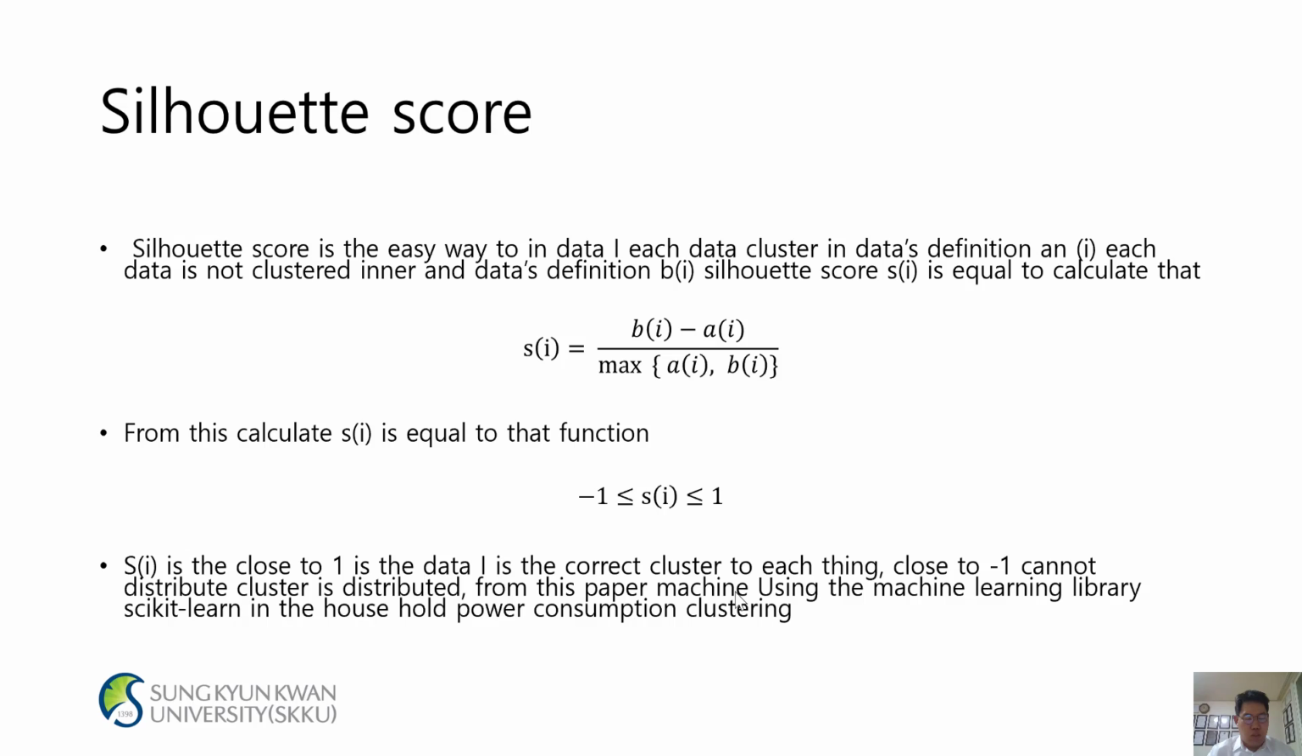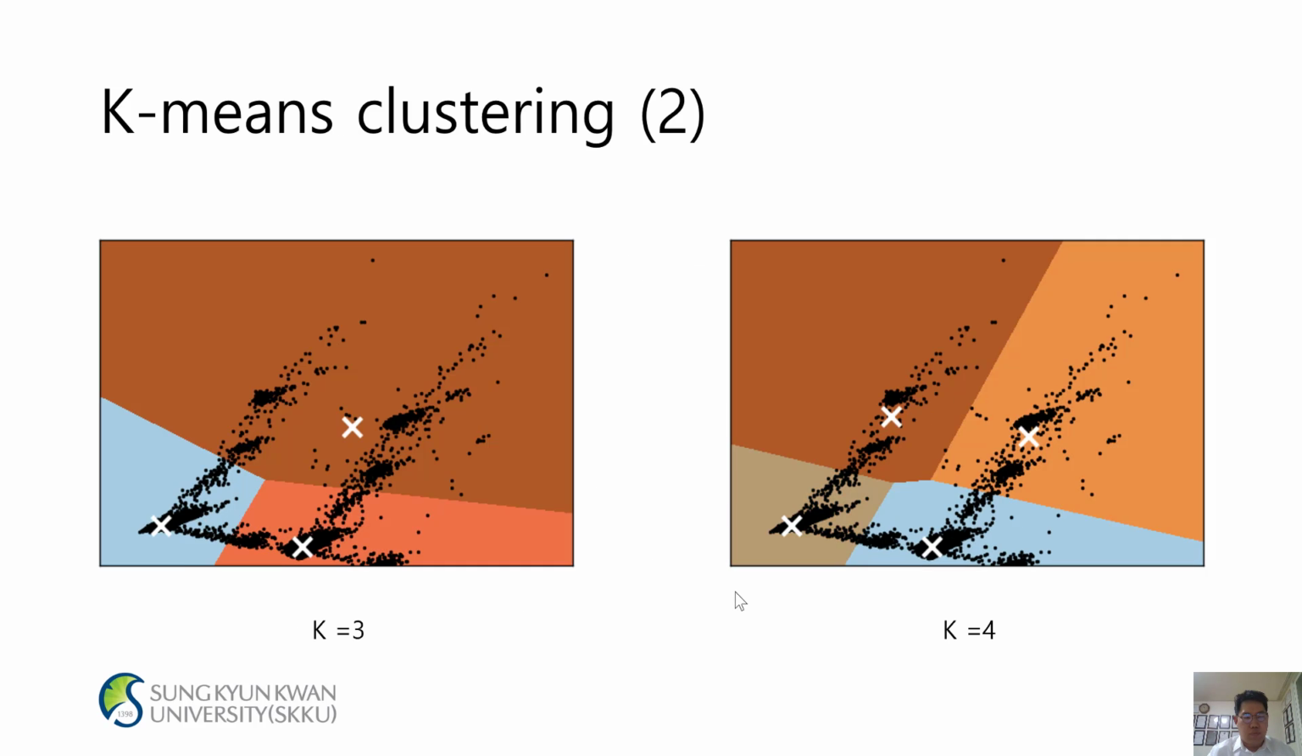Close to minus 1 means it is not distributed to the correct cluster. In this paper, we use the machine learning library scikit-learn for the household power consumption clustering.